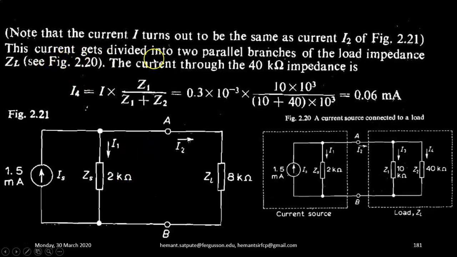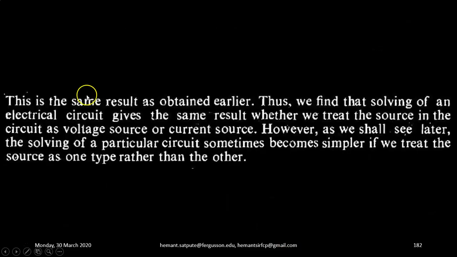Now this current gets divided into two parallel branches of the load impedance ZL. So the current through the 40 kilo ohm impedance will be I4 is equal to I into Z1 upon Z1 plus Z2, and that comes out to be 0.06 milliampere. This is the same result as obtained earlier.